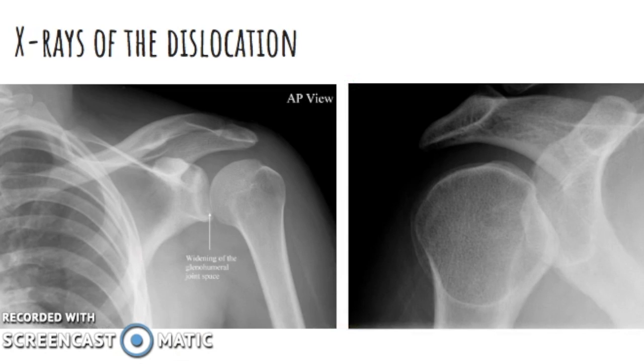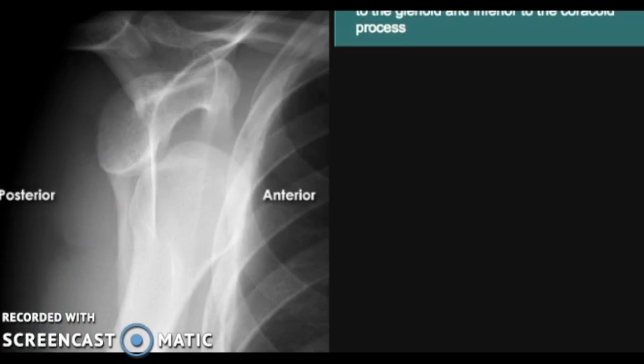Here we have x-rays of shoulder dislocation. As you can see here, there is quite a gap between the head of the humerus and the cavity. So here we have the X-ray of the anterior dislocation in the sagittal plane. The dislocated humeral head is located anterior to the glenoid and inferior to the coracoid process.